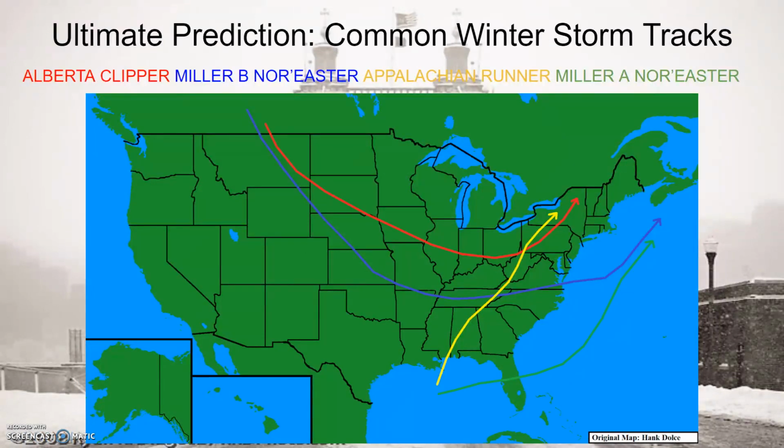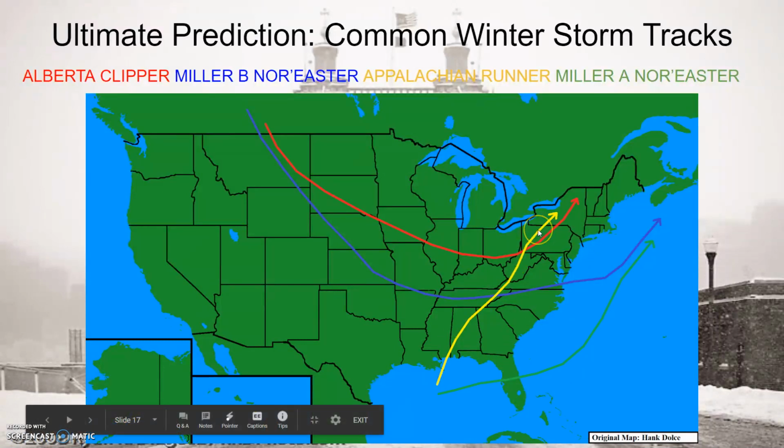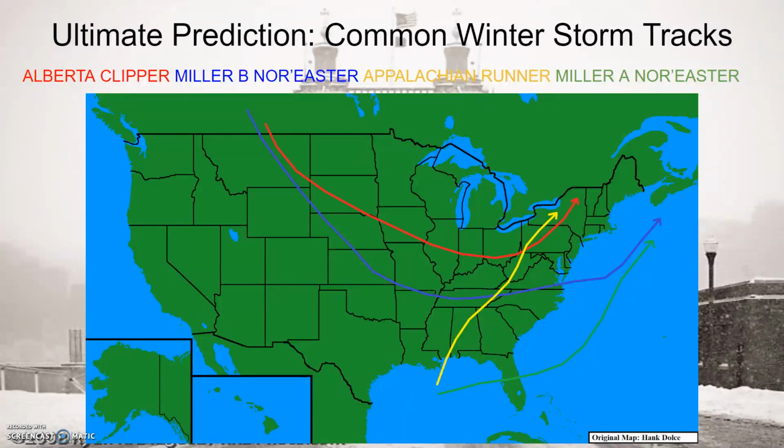So here's some common winter storm tracks that we see. Here we've got the color that matches up to the storm. And I think the red and the blue will probably be our most common paths this winter, our most common storm tracks. Last winter we saw a lot of storms which took this yellow path. I don't think that'll necessarily be the case this winter. So that's a marked change.